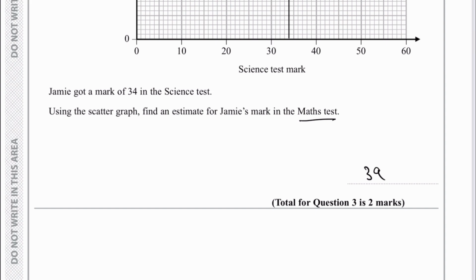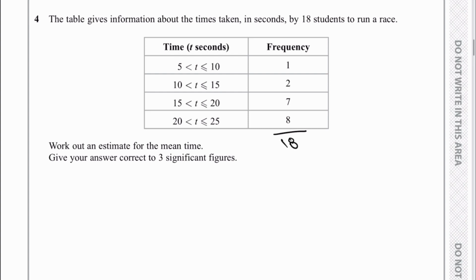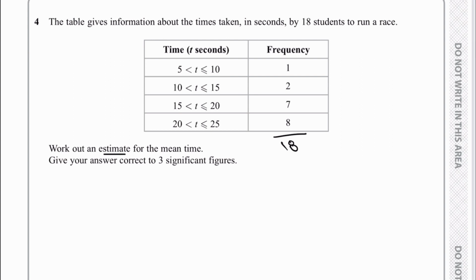Okay, let's move on then to something like this. These are very popular type questions. This is an estimate for the mean time. So what we're saying here is that there are 18 students who run a race, so this is totaling 18. The important thing here is an estimate, because if we look at the first student, what we're going to say is that the first student achieves an average time of 7.5 seconds. So it'd be 1 times 7.5, which is 7.5.